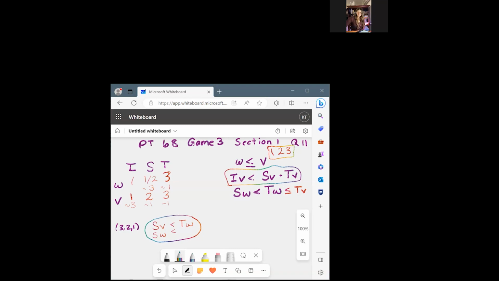C, brilliant. So does everyone see why it's C? That's why we needed that last piece of the puzzle, that S could be 1 or 2, right? Because it has to be less than or equal to SV, which is 2. So SW could be 2. Perfect, good job.